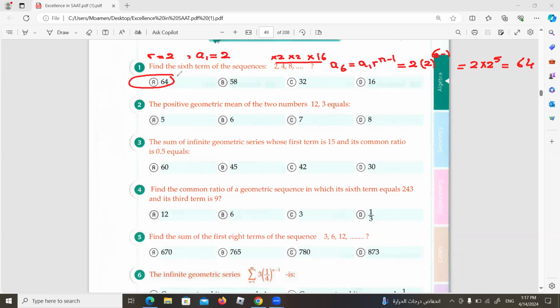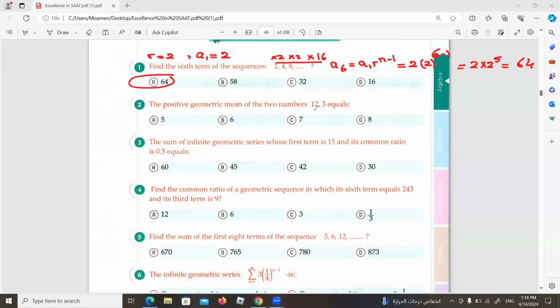So we get the type of the sequence. After we get the type, we get the two requirements, which are R and A1. And then after that, write the rule, substitute, and get the answer. We go on to number 2.